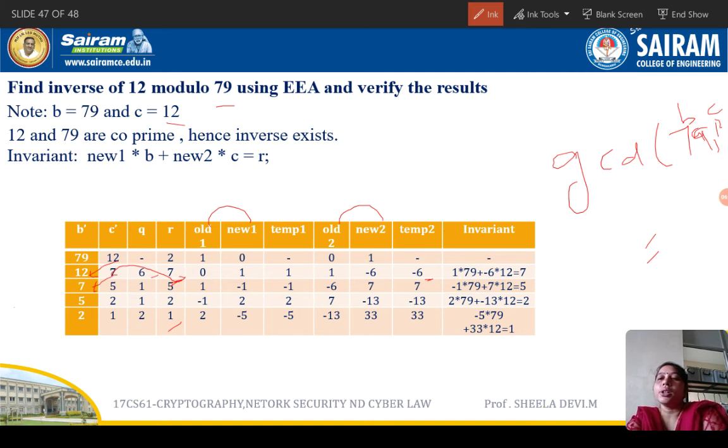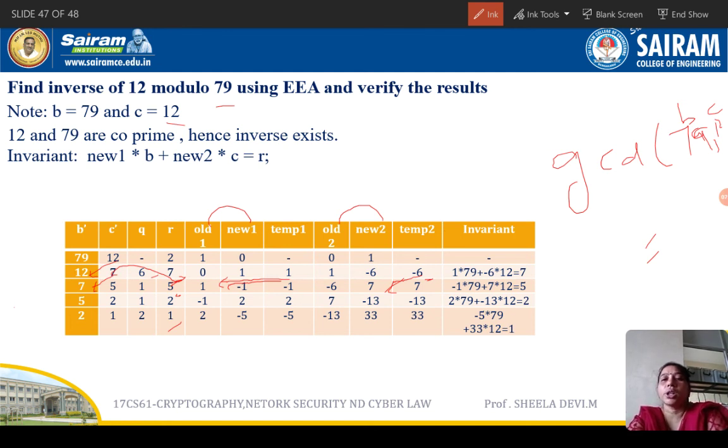Then 12 divided by 7 gives the remainder 5. It goes here. This temp 1 value will go here for the next step, and the temp 2 value will go here for the new 2. Temp 1 will go as the new one here and the temp 2 value will go for this value here. So we have to exchange as said in the algorithm.